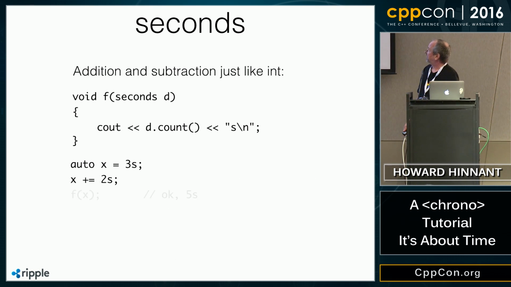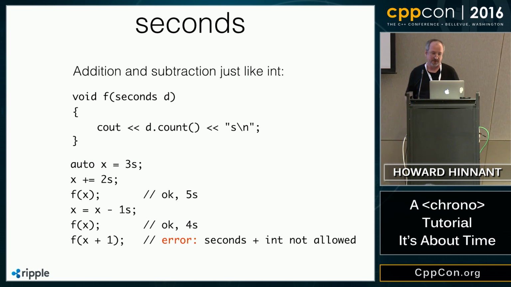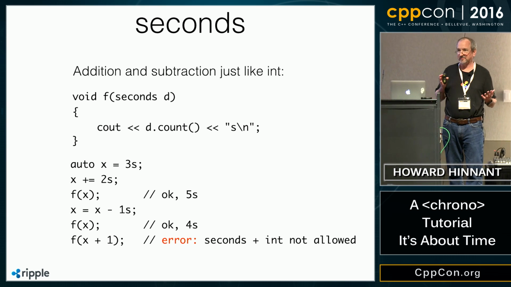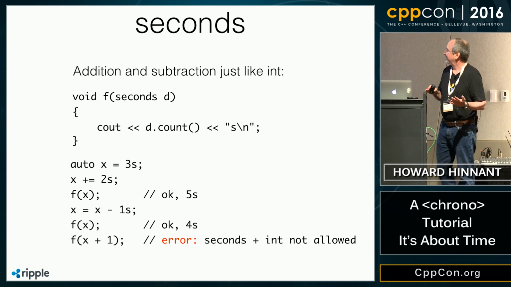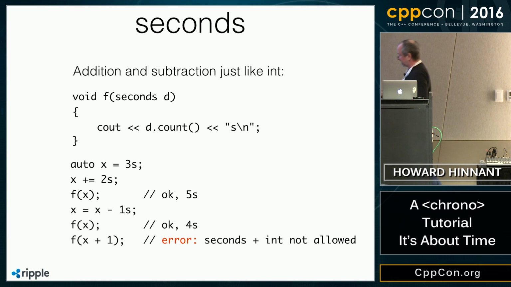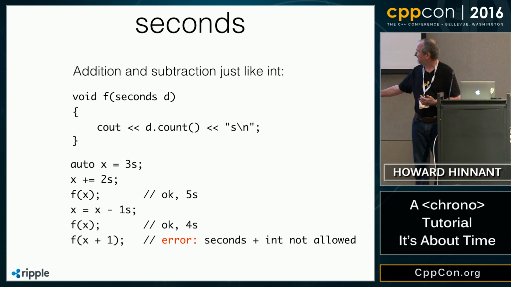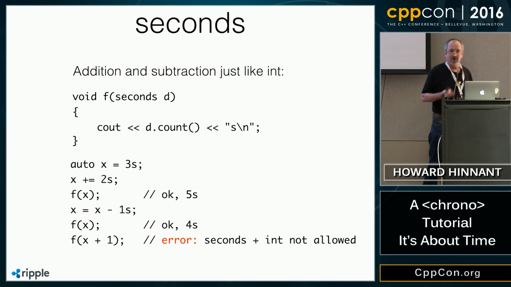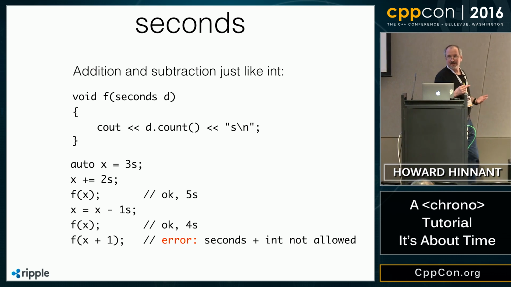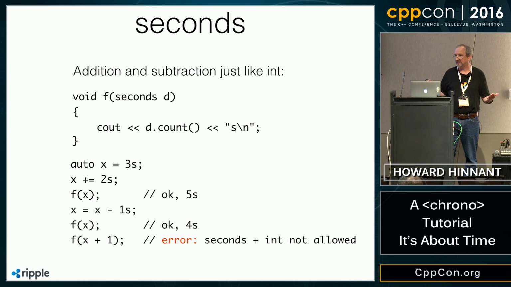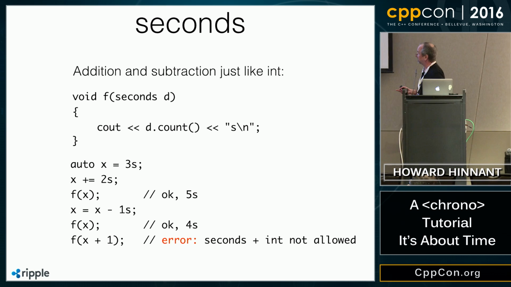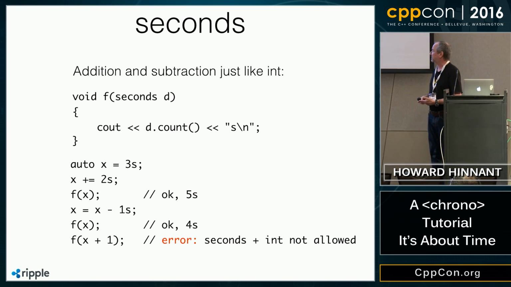So additionally, you can do subtraction and addition with your durations. There's the plus equals, the minus equals. You can say seconds minus seconds, seconds plus seconds, and it all just works except this very bottom line. If you say something like x plus 1, again, you get a compile time error. Why? Because the 1 is ambiguous. You don't know whether that's a minute or an hour or a second or whatever. So the library will refuse to compile that.